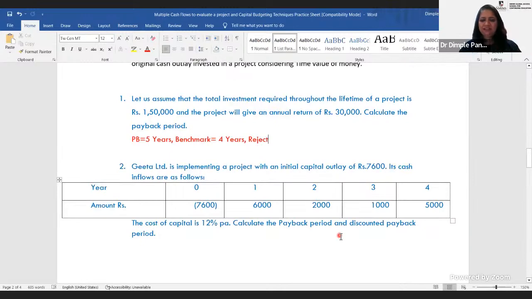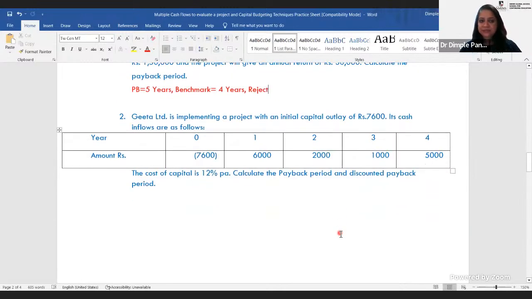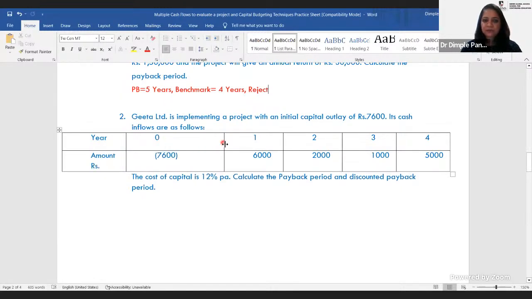So this was a simple one when every year you got the same amount. Is it practically possible that every year you get back the same amount? No. So let's look at the second practical case where the project life is 4 years and every year you're getting a different amount of cash flow from the project. Now tell me in this case, what would be the payback? I want the exact payback.